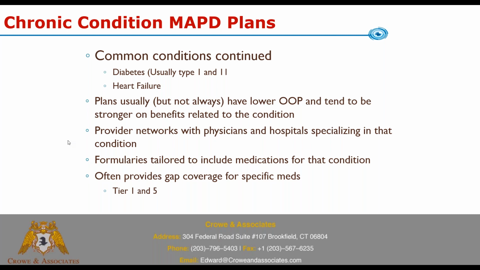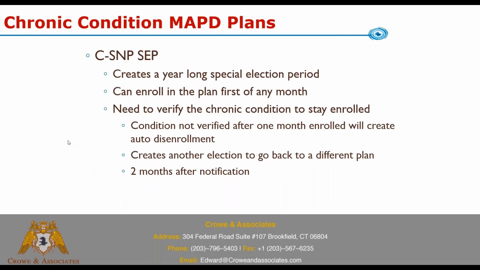So one of the big things about CSNP plans is the SEP it creates. It creates a year-long special election. If you have somebody on a Medicare Advantage plan, or any kind of plan for that matter, and there's a CSNP plan available that matches up with their chronic condition, they can enroll in that chronic conditions plan the first of any month all year. They just have to verify they have that chronic condition. So it's a year-long, endless special election for people to enroll in that chronic conditions plan.